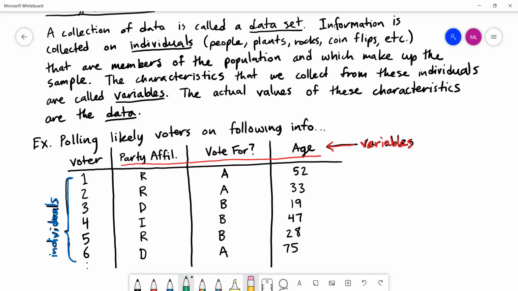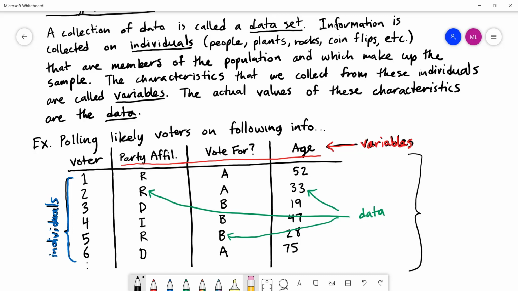And the actual data are all these individual pieces in here. So maybe that, all of these. I'm just going to point at a few random ones, but all of the stuff that actually got filled into the table, that is what makes up the data. And this whole collection is what we call the data set. So the whole collection, the whole table, is our data set. So this is the idea. That's how those words get defined in the context of an actual example. Variables, data, individuals, data set.